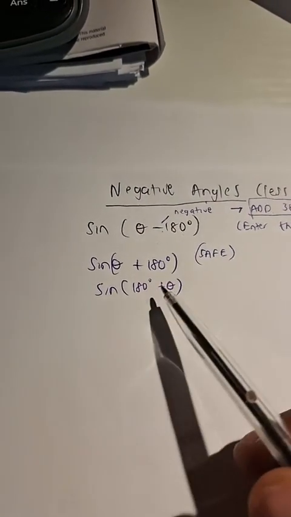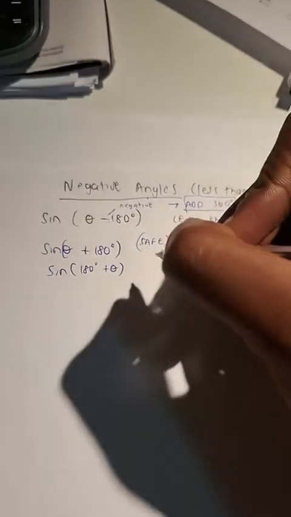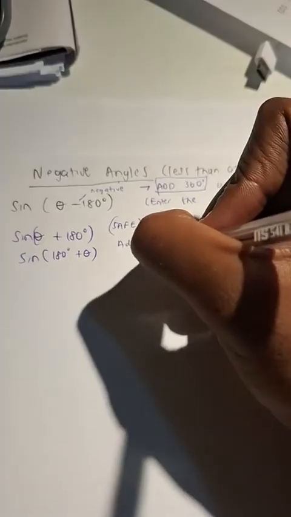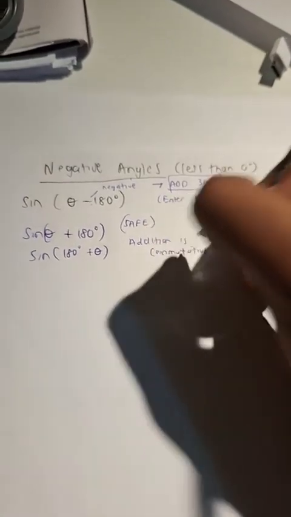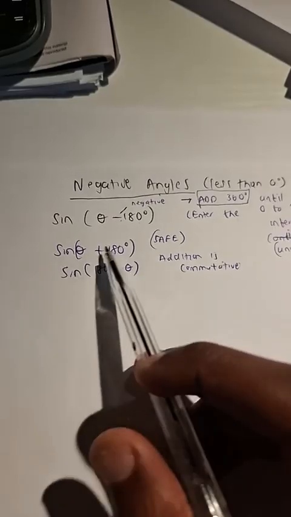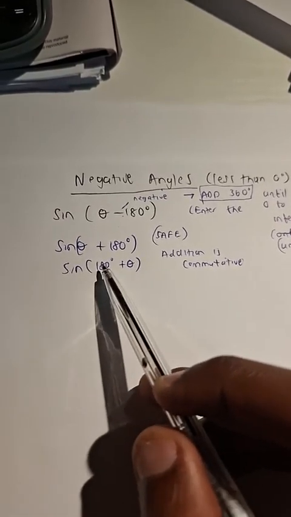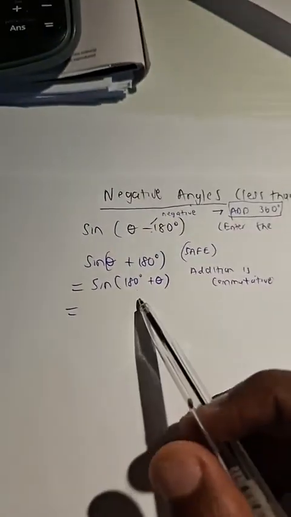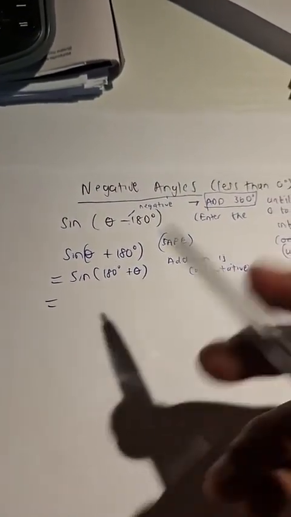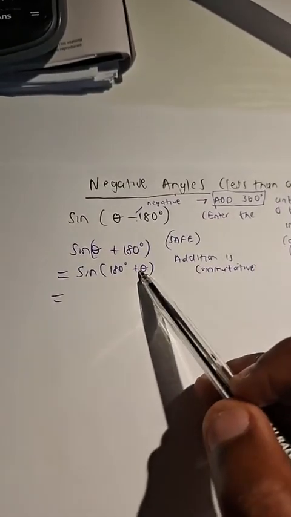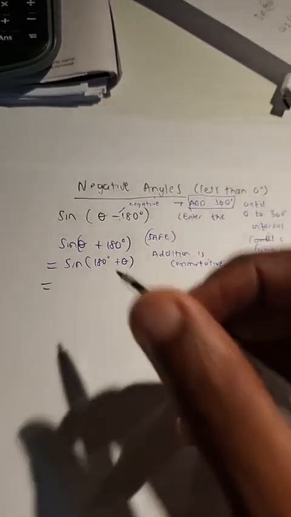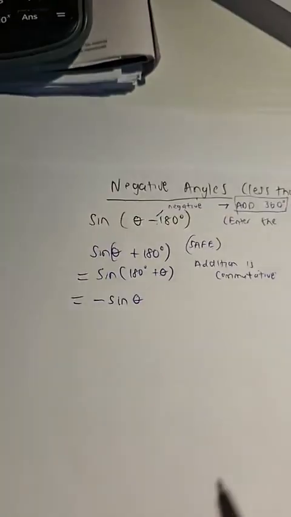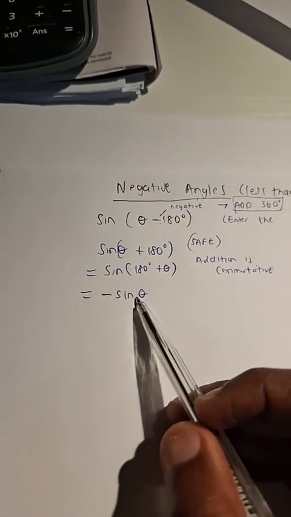Theta plus 180 is the same thing as 180 plus theta because addition is commutative. In other words, it doesn't matter the order in which I place the 180 and the theta. Okay. Now you can see this is a regular normal function value. Let us evaluate it. 180 plus theta is in the third quadrant. How is sine in the third quadrant? Sine is negative, so therefore the answer is negative sine theta.